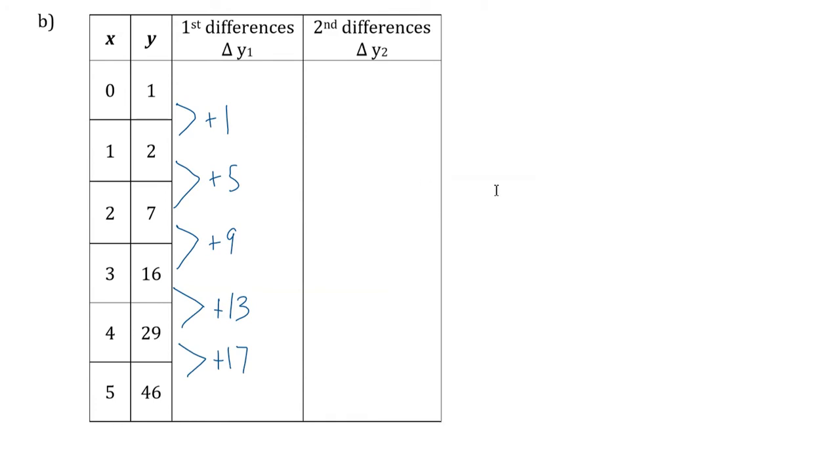So when I am doing this and it's not the same, I keep going. And that's why it kind of gives it away on the handout, because there's another column, right? So you kind of think, well, it's probably there for a reason. When you're doing this work, you won't know. So you've got to keep going. 1 to 5 is up 4. 5 to 9 is up 4. 9 to 13 is up 4. 13 to 17 is up 4. And you keep doing this over and over again until they're all the same. And that's when you know you're done with the table.